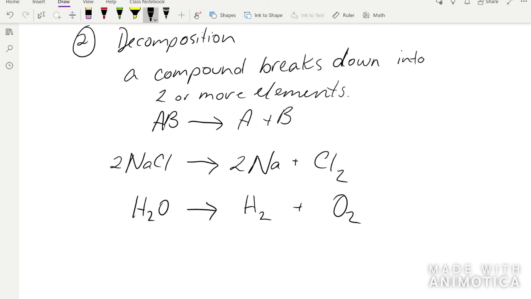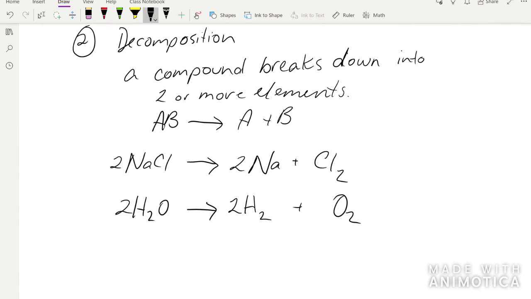And again, like always, we have to balance this. 2 hydrogen, 1 oxygen, 2 oxygen. Multiply this by 2. We have 4 hydrogen, so we have to multiply this by 2. So that's what decomposition is. You take a compound and you're separating it into the 2 different elements.